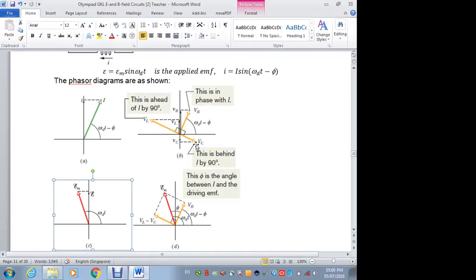Then you combine everything, add them up vectorially, just like what you did. So you look at VL and VC; they are opposite. Let's say VL is longer, so VL minus VC will have a resultant this way, and VR this way. The resultant of VR and VL minus VC will be at this angle, the red colored one.